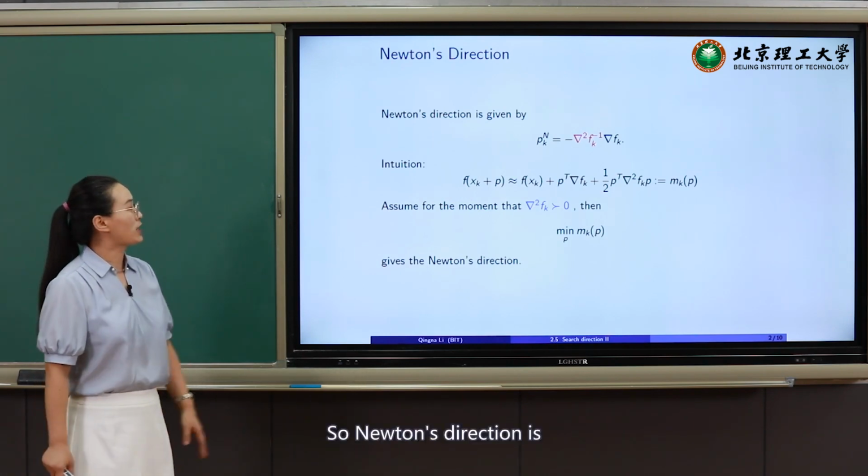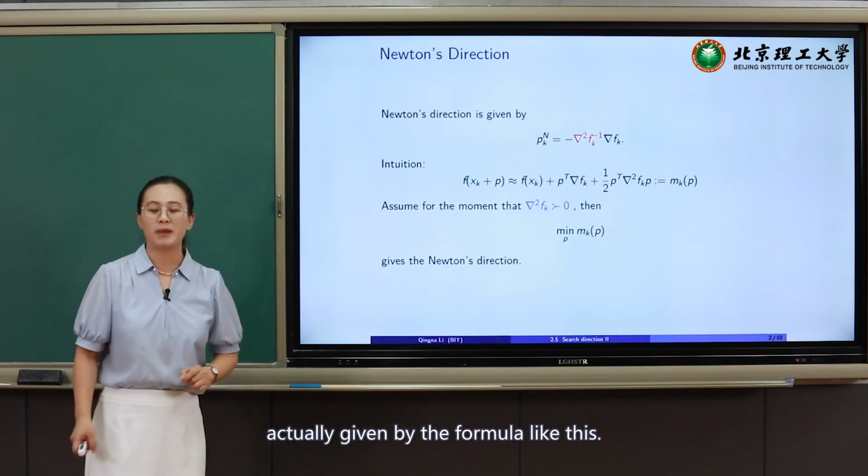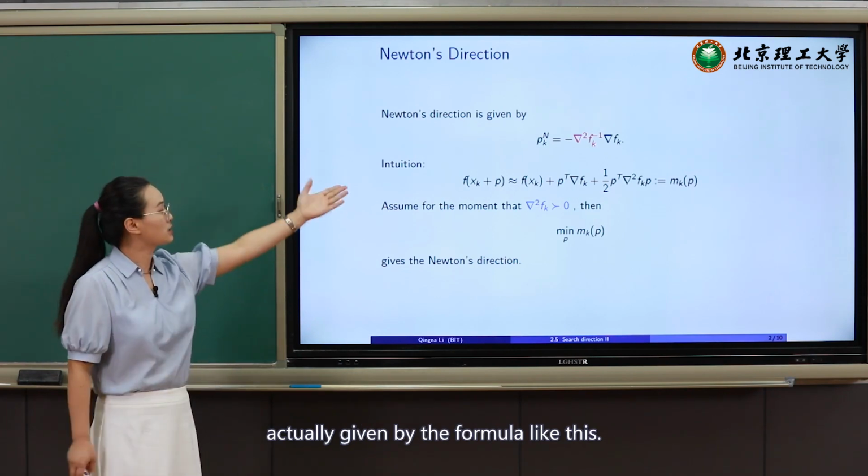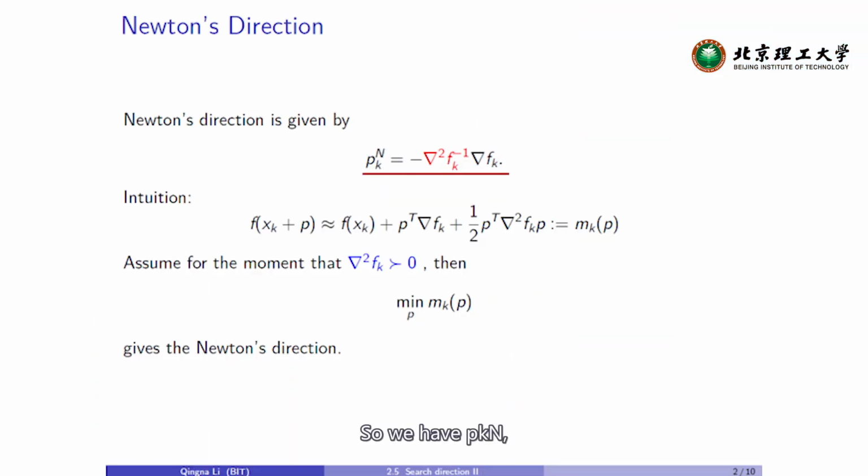Newton's direction is actually given by a formula like this. We have p_k^N. Here the capital N represents Newton's direction. It is given by the inverse of the Hessian matrix at x_k, multiplied by the gradient of f at x_k, and then we take the minus direction. So this is Newton's direction.